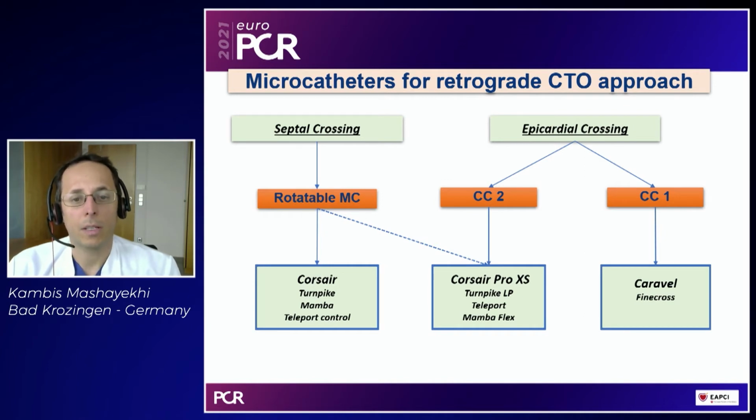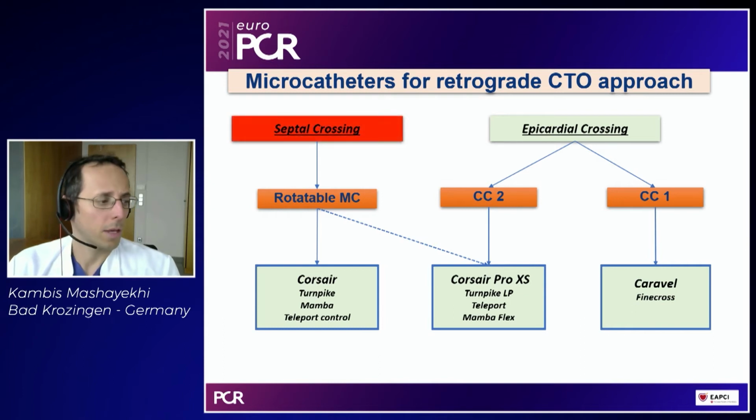For the septals, I really like to have a rotatable, torquable microcatheter, and from the ASAHI group, I really prefer the Corsair and Corsair Pro XS for the septals. For the epicardials, once they're really big epicardials, the Corsair Pro XS is an excellent device for that. From ASAHI, for CC1 collaterals, you can use the Caravelle. For sure, there are also other devices from Teleflex, from Boston, and many companies, also Terumo, but focusing on the ASAHI products, I can tell you that those are really good devices for this kind of scenario.